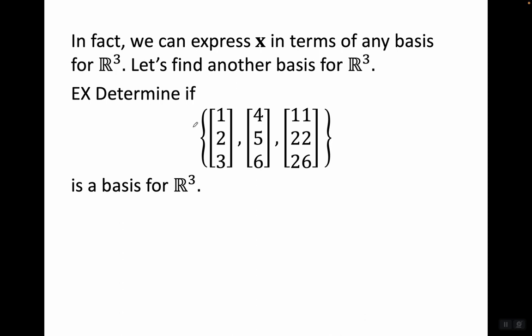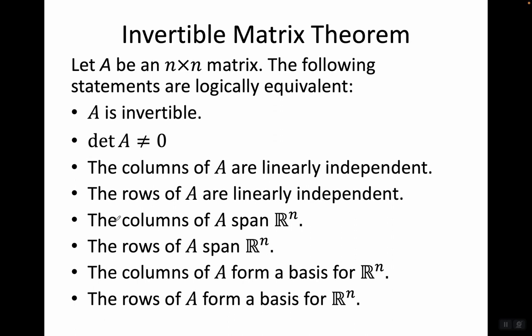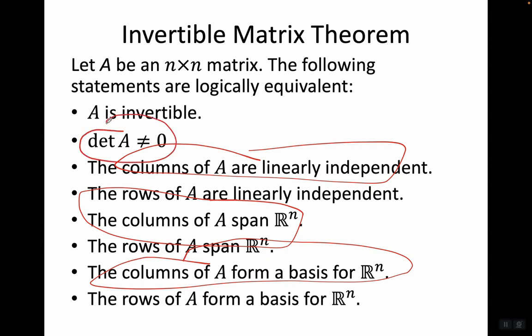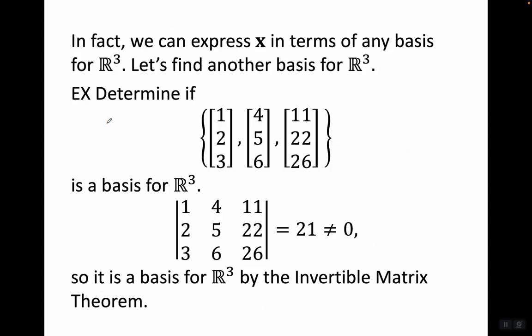Determine if (1, 2, 3), (4, 5, 6), (11, 22, 26) is a basis for R3. Let's use the invertible matrix theorem. One way to show that this is a basis is to show that those columns are linearly independent and that they span R^n. If they're linearly independent and they span R^n, then they're automatically a basis. And the easiest way to show that is to show that the determinant of the matrix is non-zero. So let's look at the determinant of this matrix.